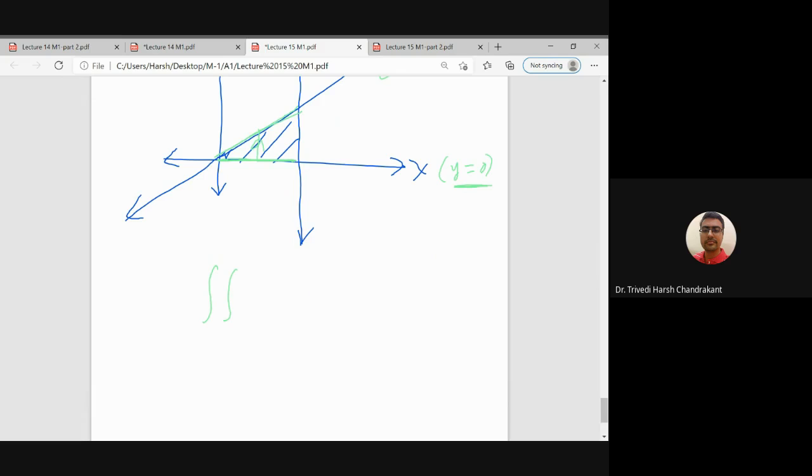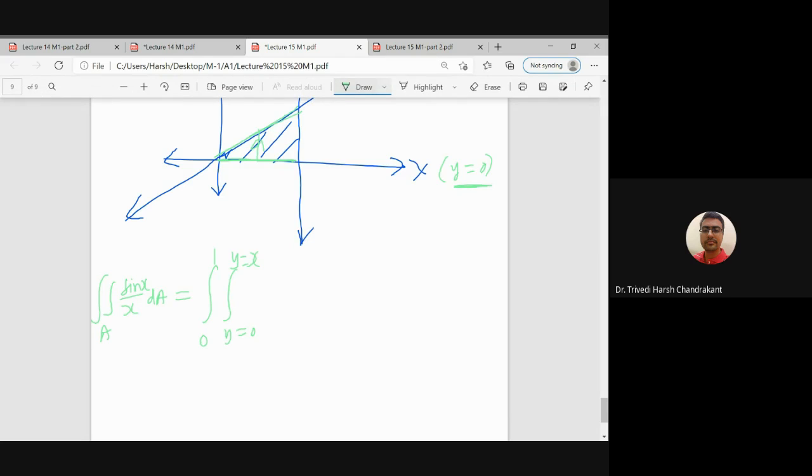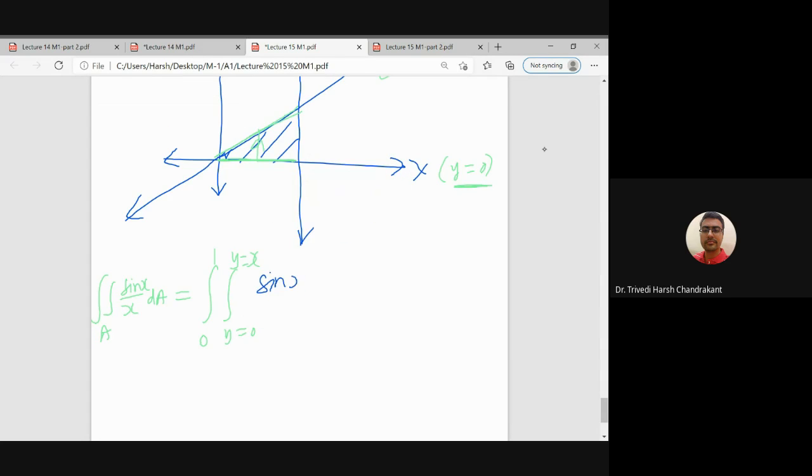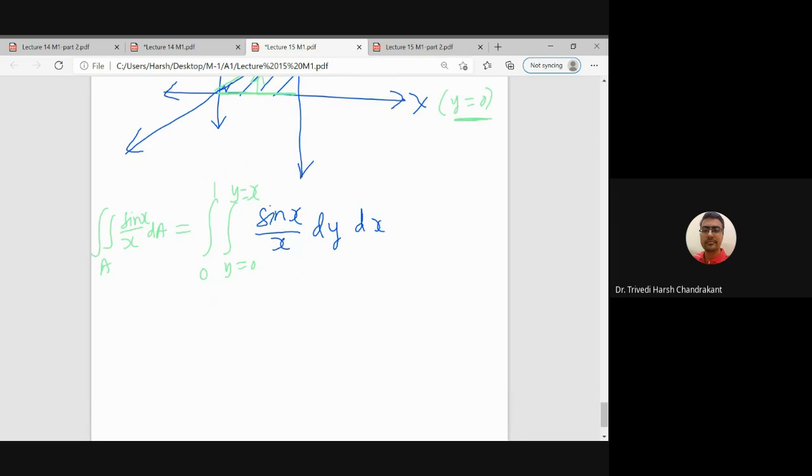So the first integral is the integral 0 to 1, and y is from 0 to y equals to x, and this is nothing but the double integral of the function. If you integrate the function sin x by x first with respect to y and then with respect to x, then what do we get? This function is essentially a function of x, so it is constant when we integrate with respect to y. So if we evaluate, we get sin x by x times y, and the limit of y is from 0 to y equals to x.